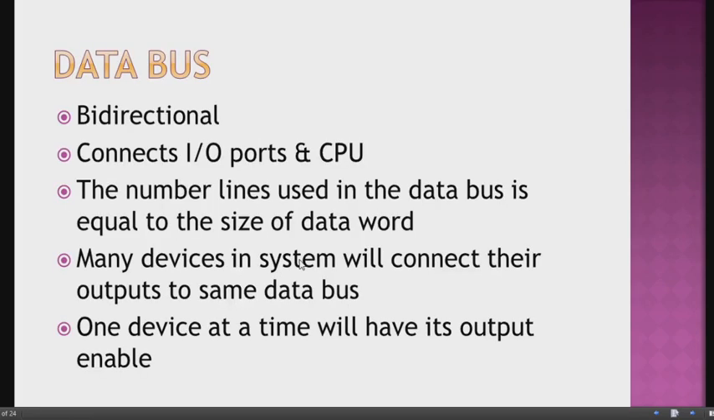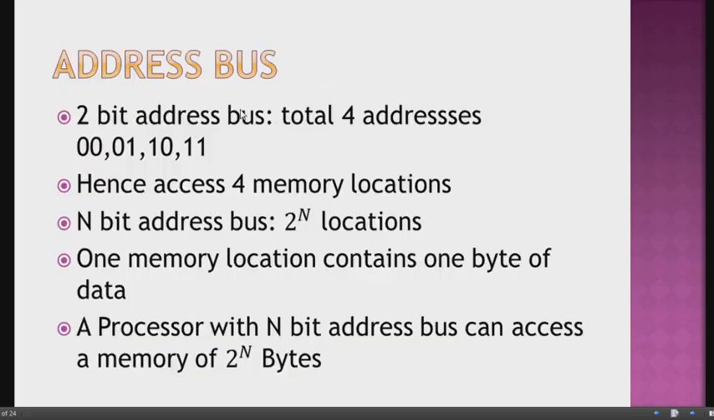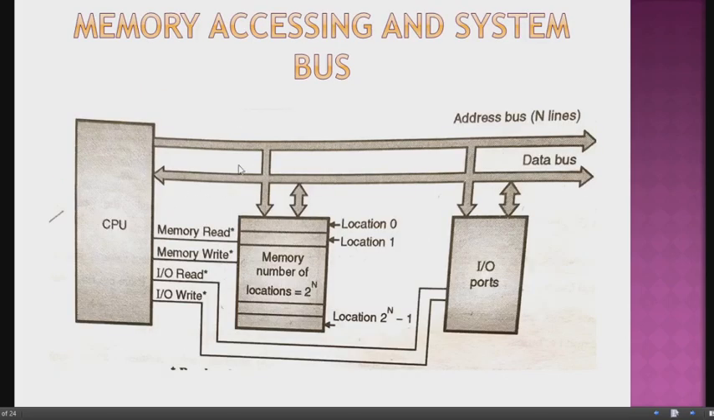Now we'll move towards the next bus. That next bus is the data bus. This data bus is bidirectional, as we can see in this diagram. On this data bus the arrows are on both sides. That means the data bus is bidirectional, but the address bus is unidirectional, since the arrow is coming out from the CPU, means only the CPU can put the address on this address bus.